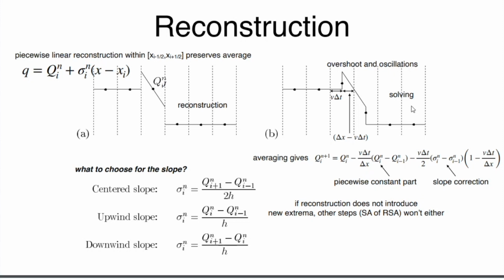Okay, so this is the reconstruction step done. Evolve is just moving it by v delta t. So this is the evolve step. And now the averaging step is nothing but you take the average of this portion and the average of this portion. It's actually trivial mathematics. This is what you'll get: q_i^{n+1} equals q_i^n minus v delta t by delta x.